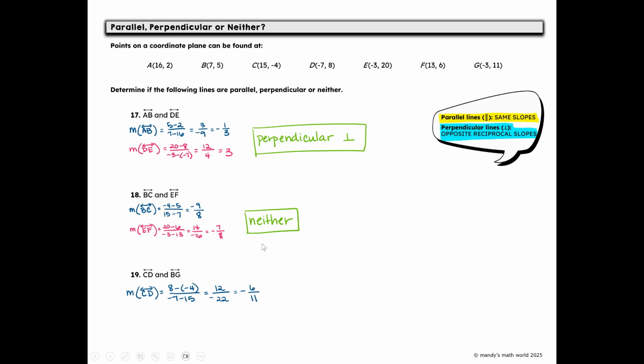Now let's do the work for BG. Line BG. I did 11 minus 5 over negative 3 minus 7, and I get 6 over negative 11, but isn't that the same thing as just negative 6 over 11? It is. So now I have lines with slopes that are the same, which means they are parallel lines.